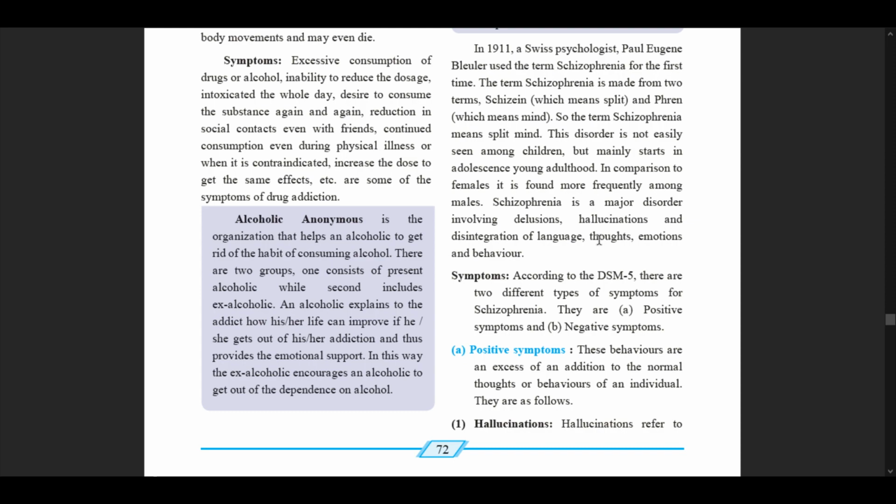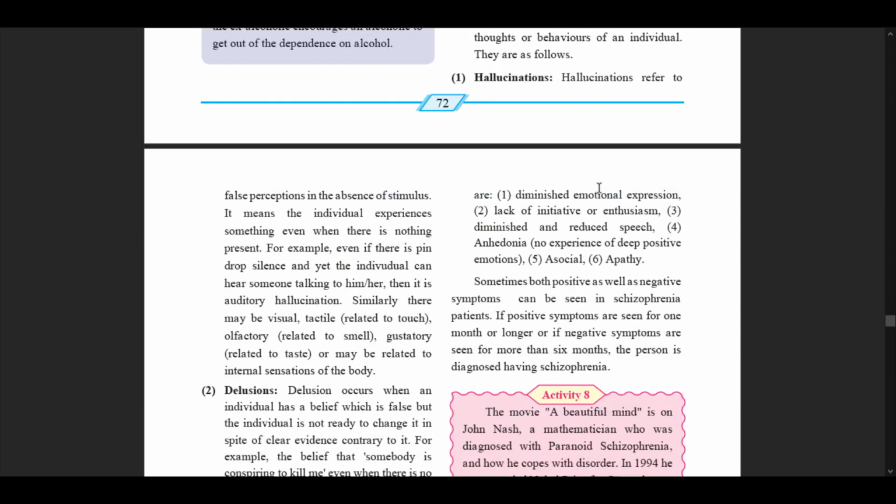Hallucinations refer to false perceptions in the absence of stimulus. It means the individual experiences something even when there is nothing present. For example, even if there is pin drop silence and yet the individual can hear someone talking to him or her, then it is auditory hallucination. Similarly, there may be visual, tactile, related to touch, olfactory, related to smell, gustatory, related to taste, or may be related to internal sensations of the body.